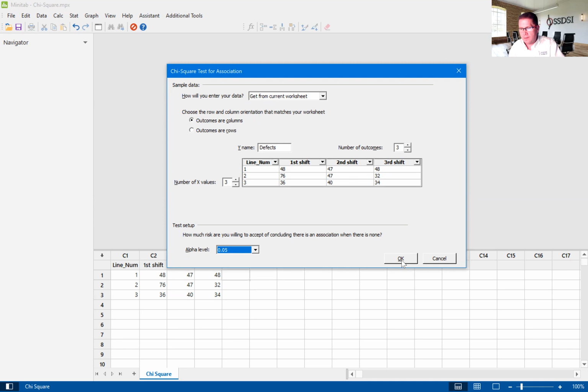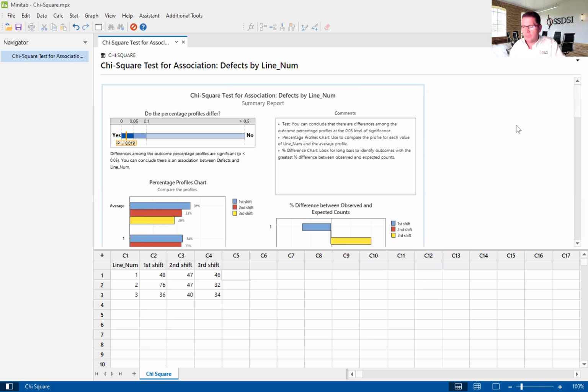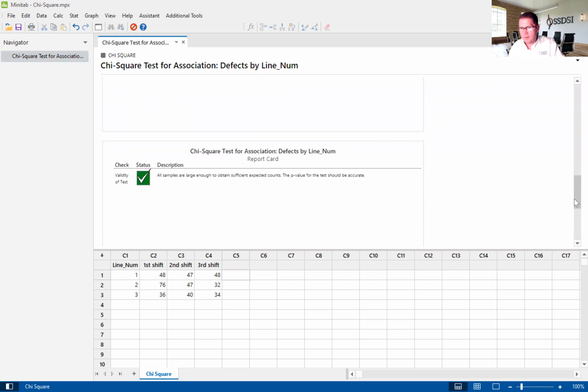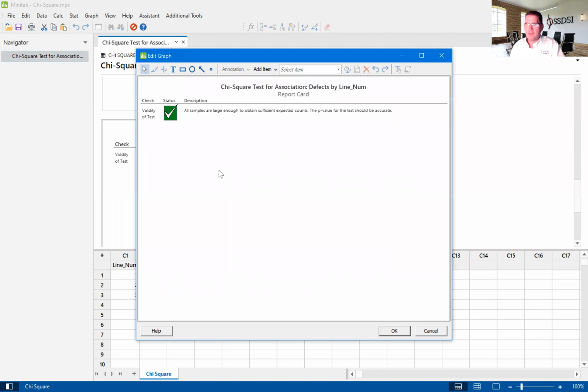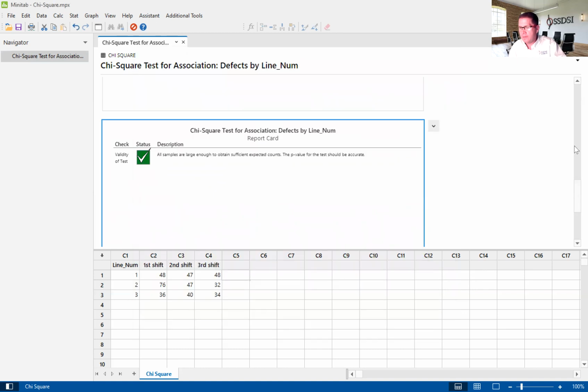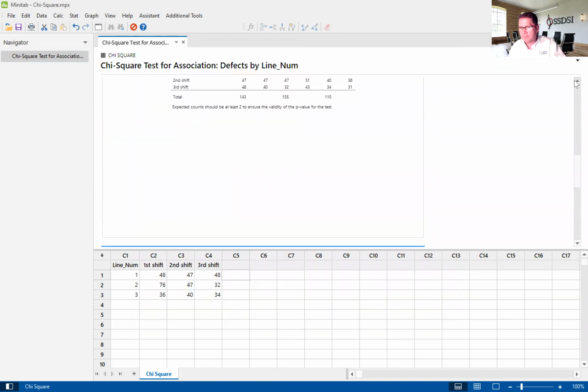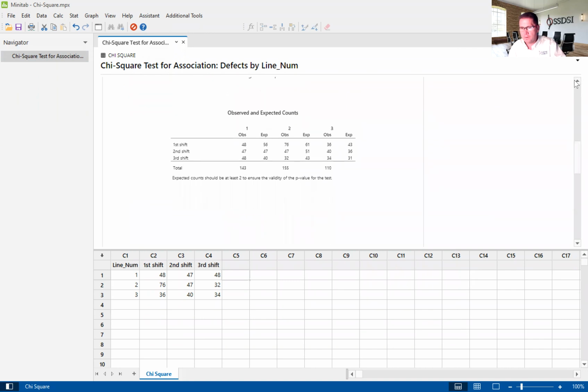Okay, so let's go ahead and click on OK. All right, this is going to give us a number of informative graphs. Our first one, okay, is going to tell us the validity of the test. All right, and so basically it says, all samples are large enough to obtain sufficient expected count. So we'll talk about what that expected count is. All right, so basically it's saying that we have a large enough sample size in order to determine that.